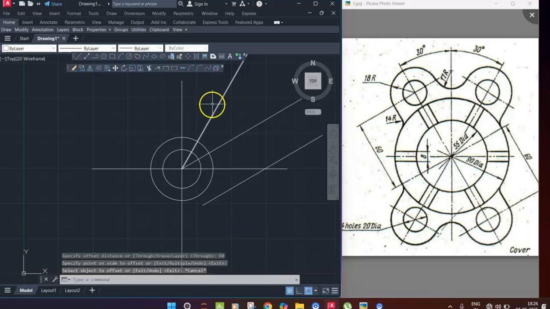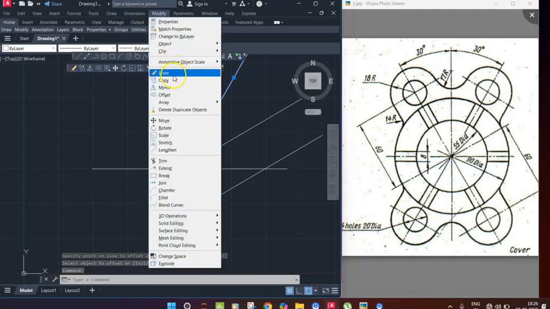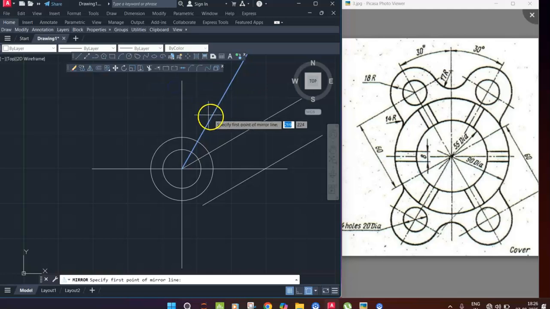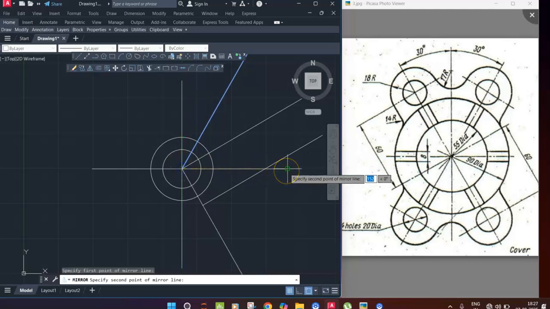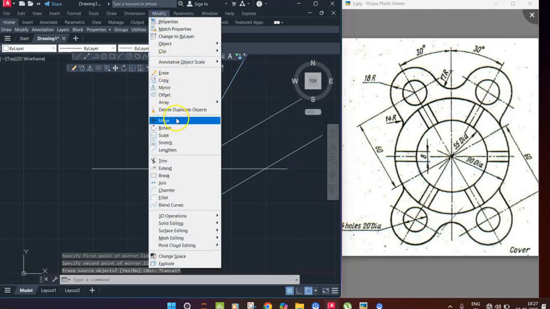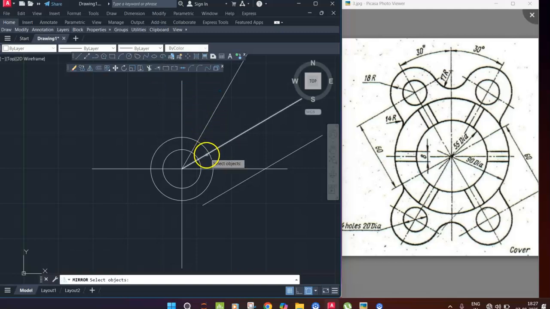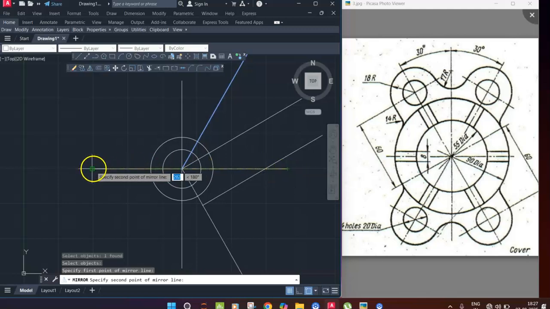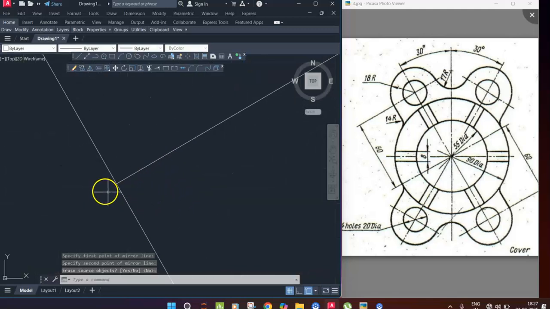Okay. Then make sure you do the mirror operation. Use the modify commands as much as you can. Mirror. This is my start point, and this is my end point. Sorry. Modify, mirror, enter with respect to this mirror line. Enter.